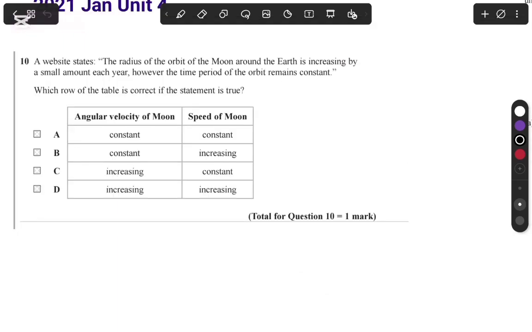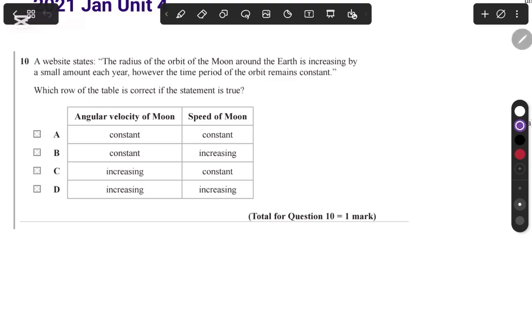It says the website states the radius of the orbit of the moon around the Earth is increasing by a small amount each year. However, the time period of the orbit remains constant. They want us to tell which row is correct and which statement matches whatever they have written above.